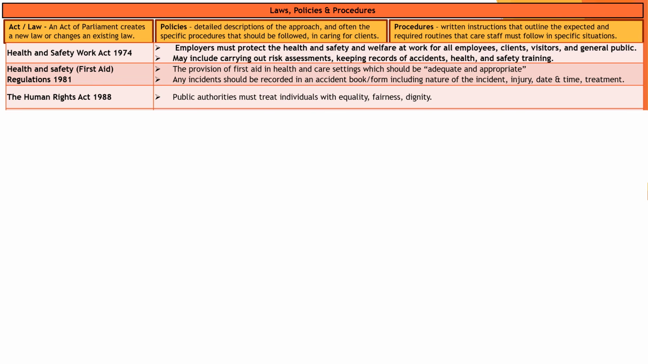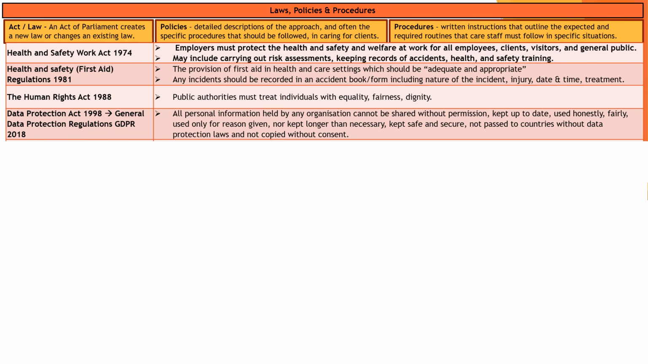The Human Rights Act is an older policy. It's quite general to society. It's about giving people equality, fairness and dignity in a range of different areas of life, but it does overlap and come into elements of healthcare. The Data Protection Act in 1998, which was replaced in 2018 by GDPR, or General Data Protection Regulations, is essentially about keeping information private, confidential, safe and secure, and making sure that any information passed between different agencies and professionals is accurate and only passed if necessary and securely.